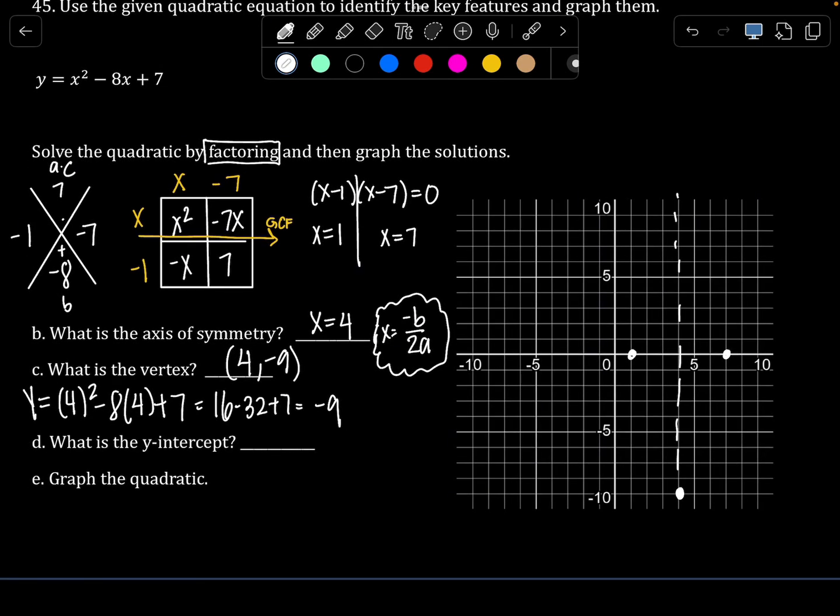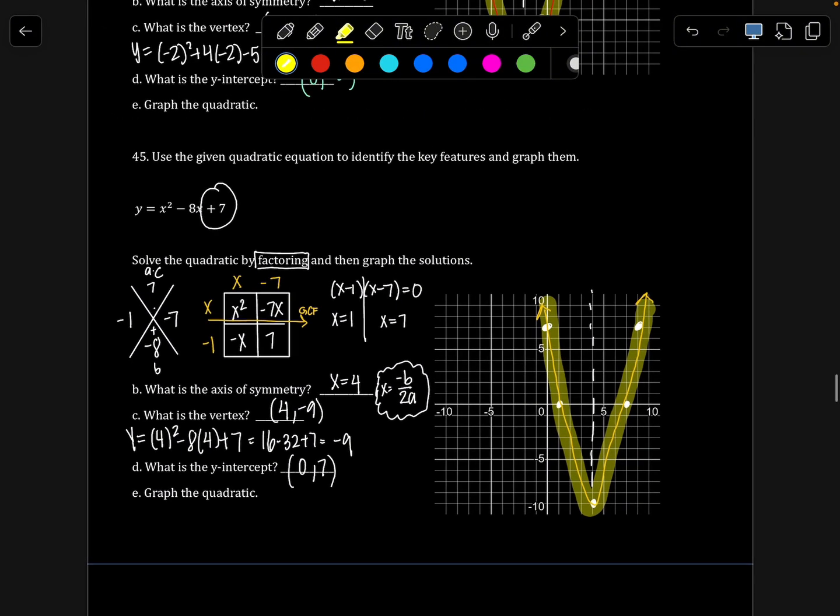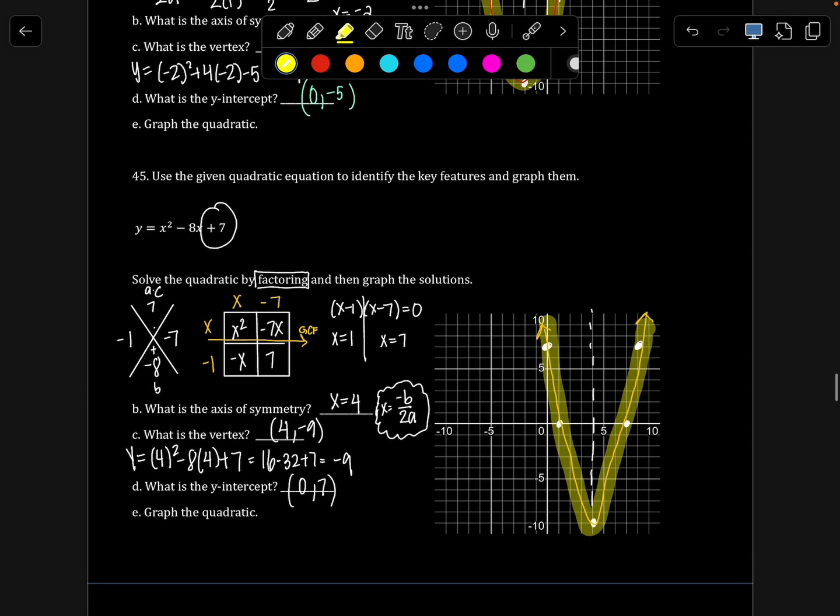What's the y-intercept? Oh, it's just the c value, 0, 7. And what you did, you went 1, 2, 3, 4 to the left, 1, 2, 3, 4 to the right. There you go. Connect your points. It's nice. There you go. Hopefully you guys were able to do 45 on your own. When you're ready, turn the page.